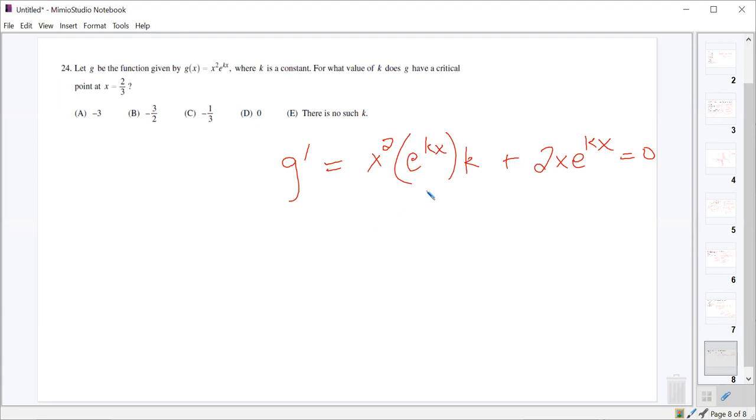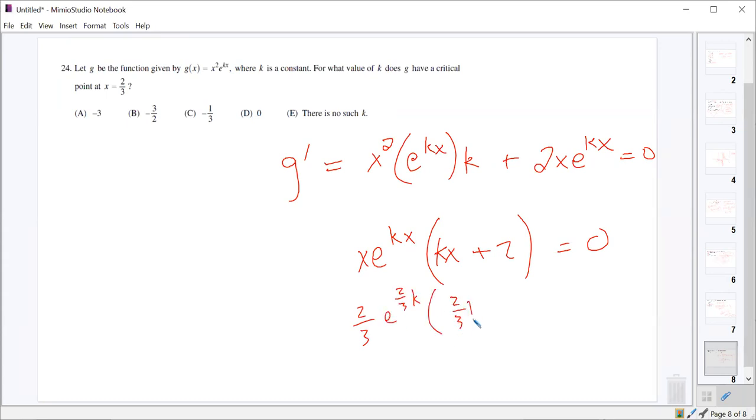It's going to be a little bit of a pain to do that probably, but we should be able to factor out an x e to the kx. If I take an x e to the kx out of both of these, I'm left with kx plus 2 equals 0. And then if x is 2/3, we've got 2/3 e to the 2/3 k times 2/3 k plus 2 equals 0.